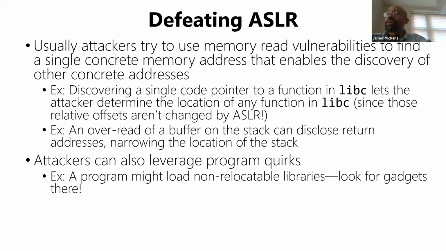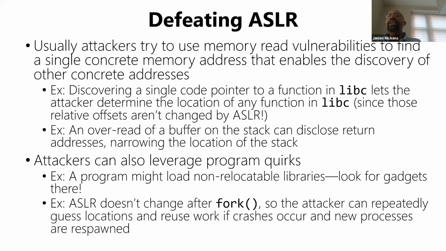So if you're an attacker and you know that a program uses one of these non-relocatable libraries, just try looking for gadgets there. You don't even have to work very hard to de-randomize the entire address space, because you just have one chunk of it that you know is in a fixed location. Here's another interesting thing. Address space randomization doesn't change after fork.